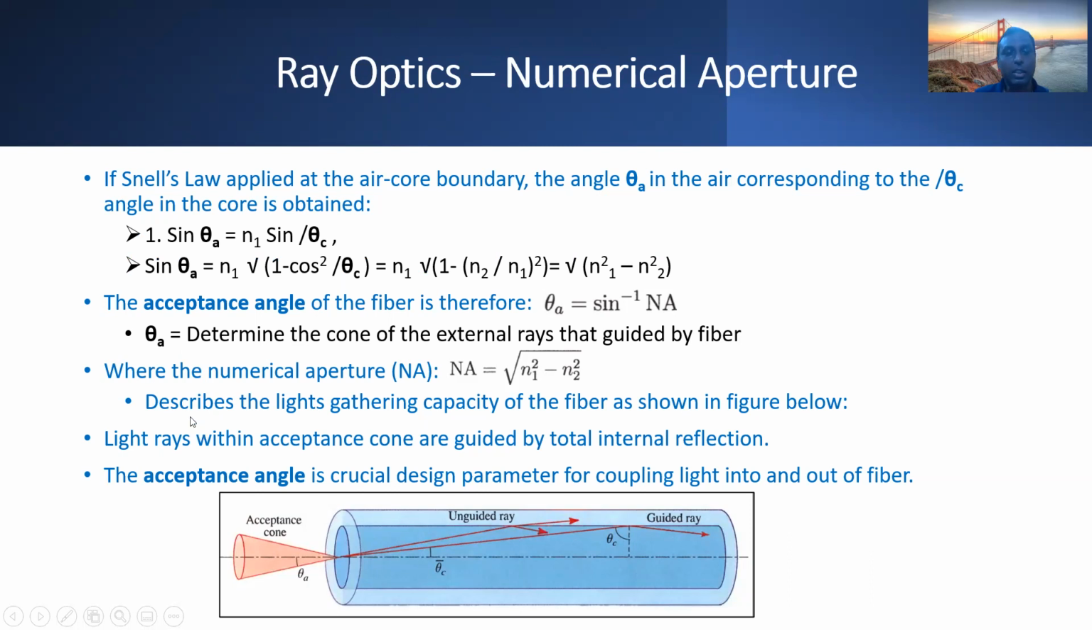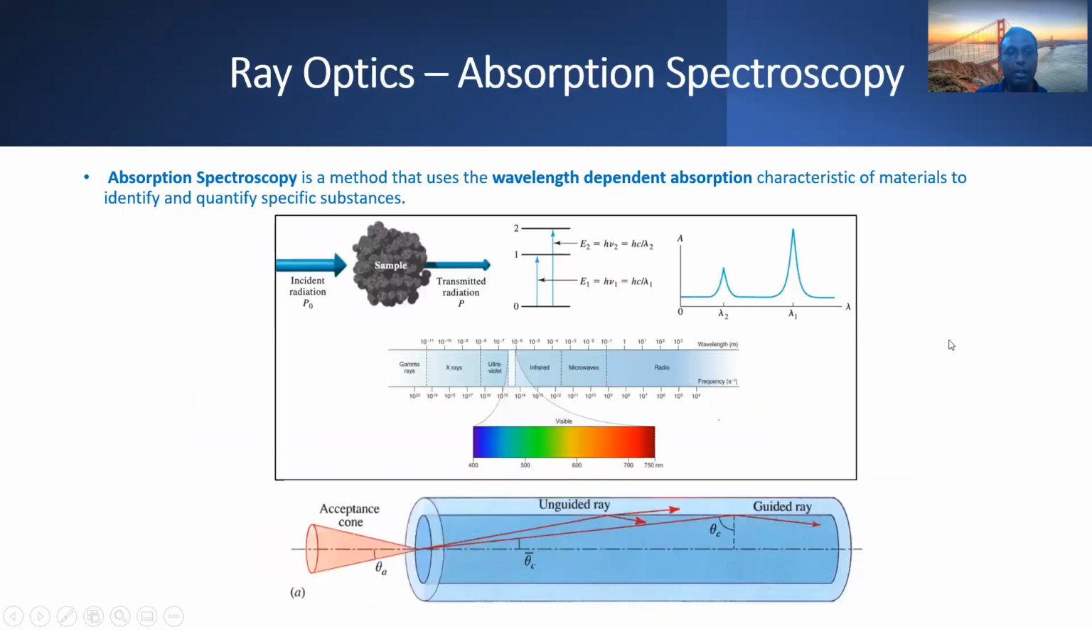The numerical aperture here describes the light gathering capacity of the fiber, as shown in the figure below. Light rays within the acceptance cone are guided by total internal reflection. The acceptance angle is a crucial design parameter for coupling light into and out of the fiber. So from here, the acceptance angle is critical to ensure the ray is guided through the core, so that there is no refraction.